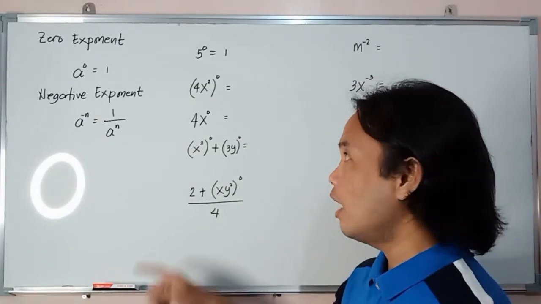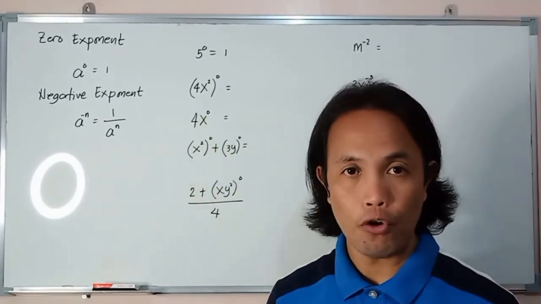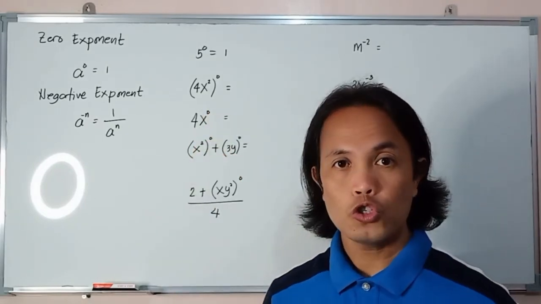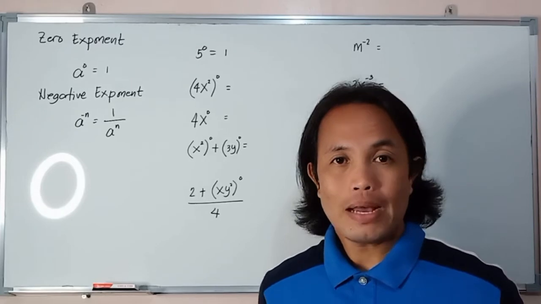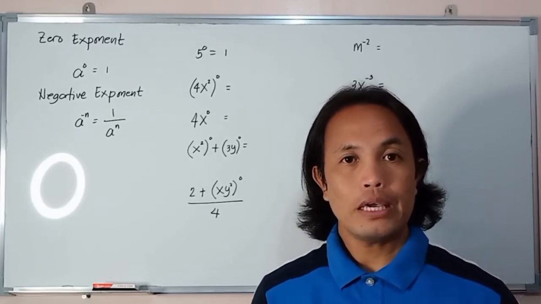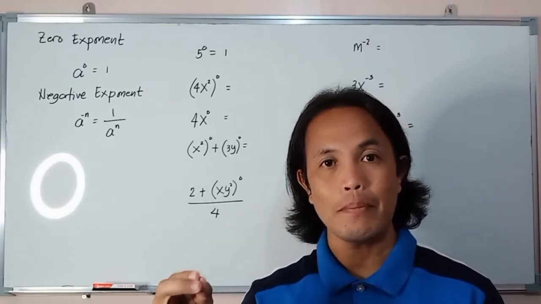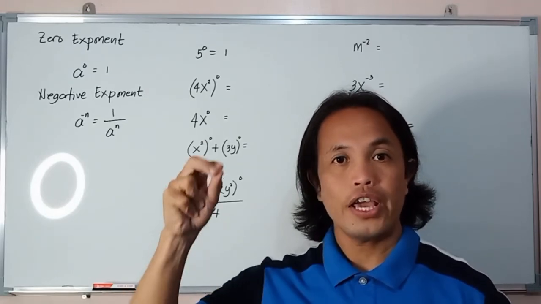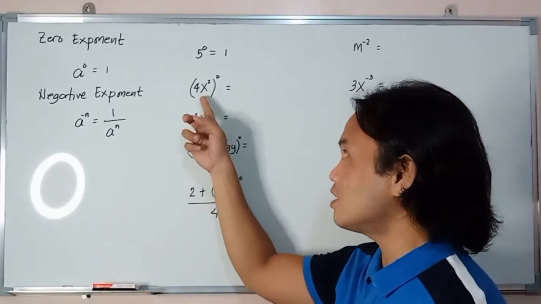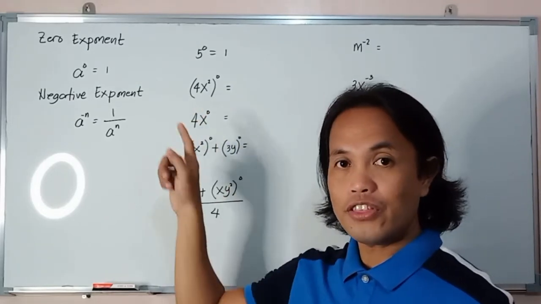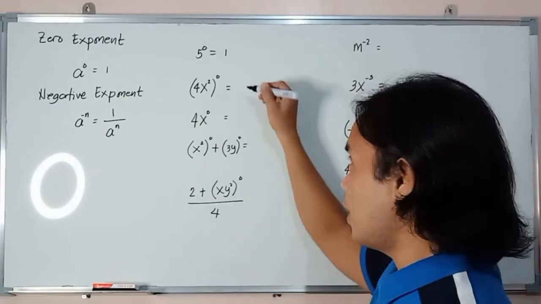As you can see, the exponent for 4 is 1 and the exponent for x is 2, so they are all positive. But because of this parenthesis, the quantity inside the parenthesis is raised to 0. So everything inside the parenthesis is raised to 0. That means everything is also equal to 1.